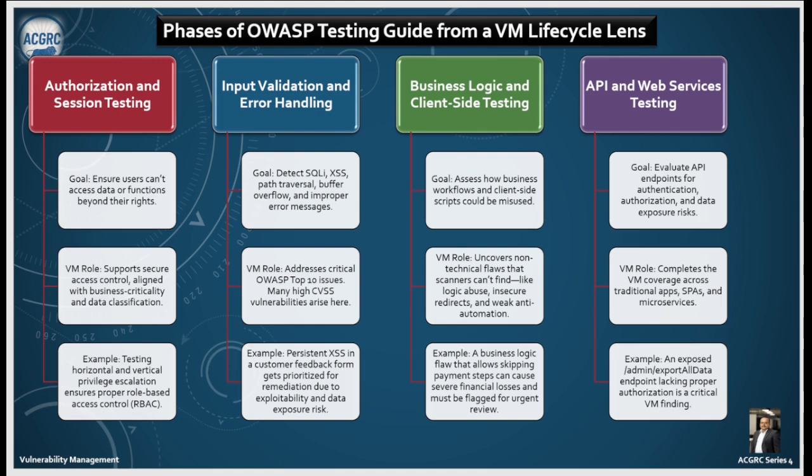Hence, in summary, the API and web service testing phase focuses on invisible backend systems that connect users to data. It ensures APIs don't leak information, trust users too much, or allow attackers to sneak through the cracks. I hope these 7 life cycle areas are clearer or better understood.